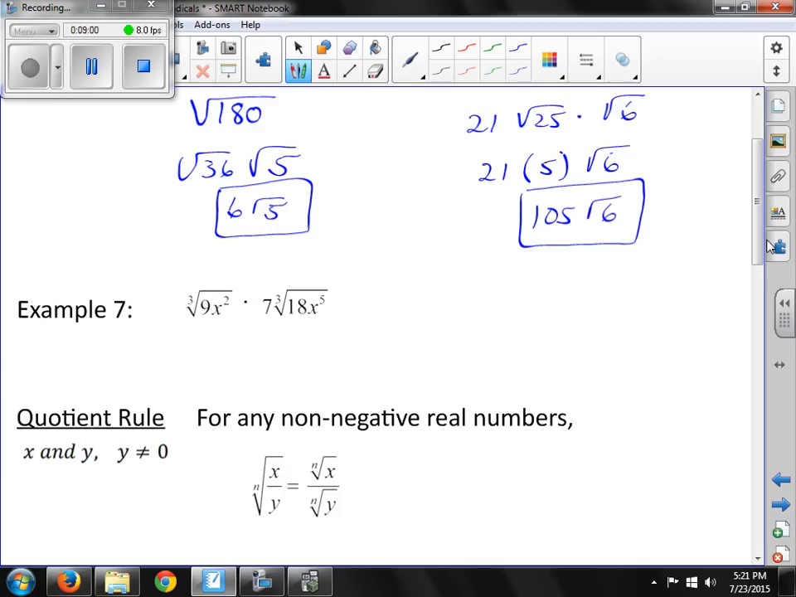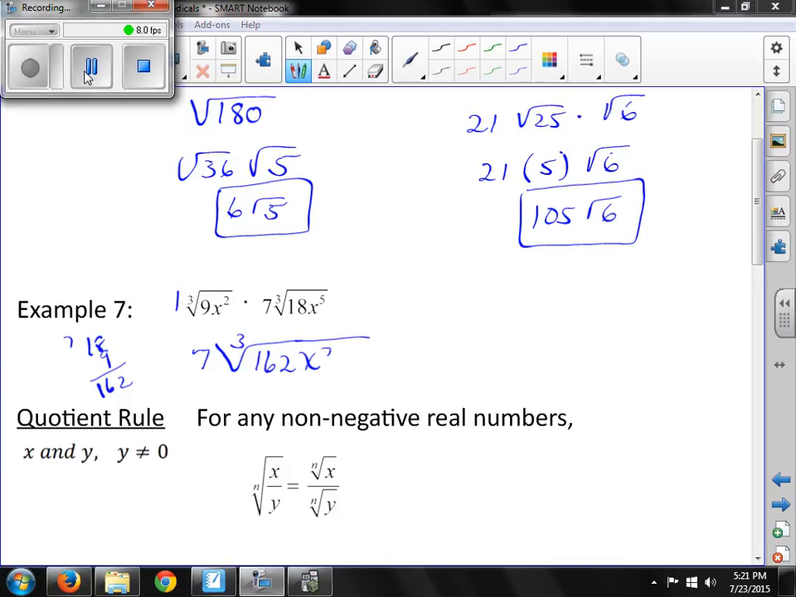Now, on this one, this is a cube root, and this is like a 1 in the front. So 1 times 7, when I multiply the outside parts, would be 7. And 18 times 9 is 162. So I have cube root of 162, and x squared times x to the 5th would be x to the 7th.